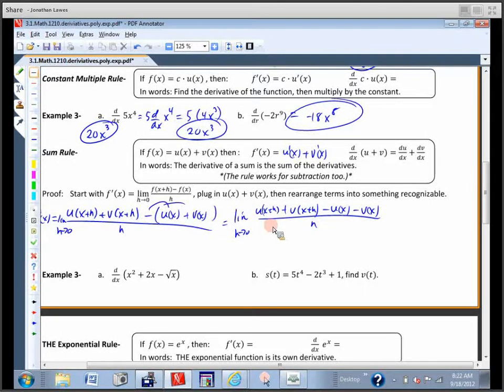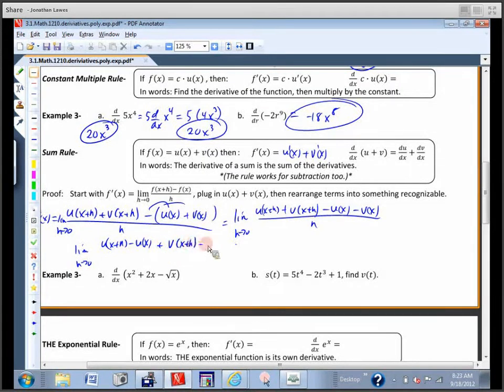Okay, so we want to be a little bit careful there. There aren't very many functions that distribute, so we couldn't write this as u of x plus u of h. You've got to be really careful there. It's kind of like sines don't distribute. The sine of 30 plus 45 isn't the sine of 30 plus the sine of 45. Very few functions distribute like that. Okay?